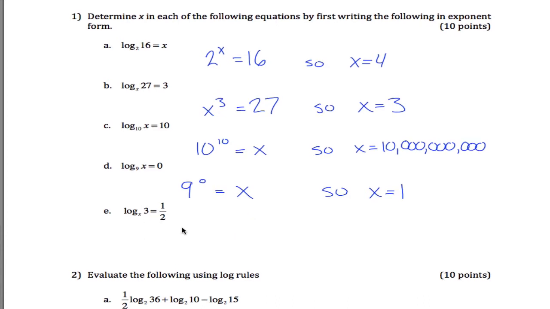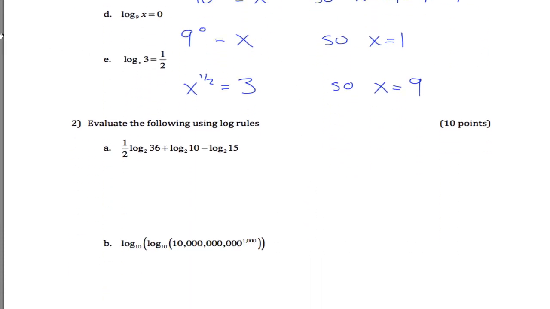And log base x of 3 equals 1/2. That means x to the 1/2 power is equal to 3. So if you had to solve for x, I suppose you could square both sides. And you'd get x is equal to 9. Log base 9 of 3 is equal to 1/2. Well, it was a little tricky. Alright, that was kind of quick.